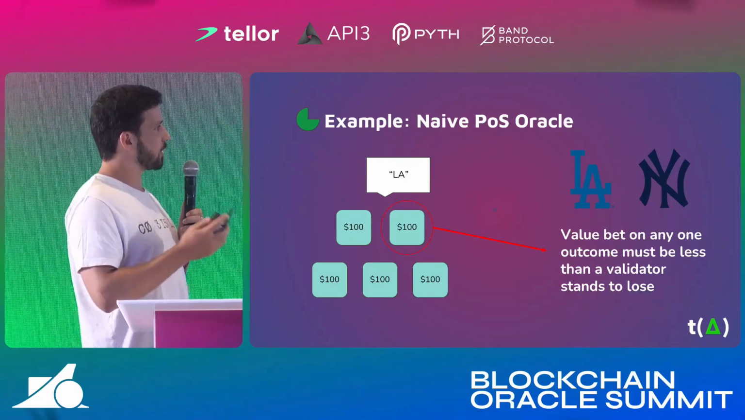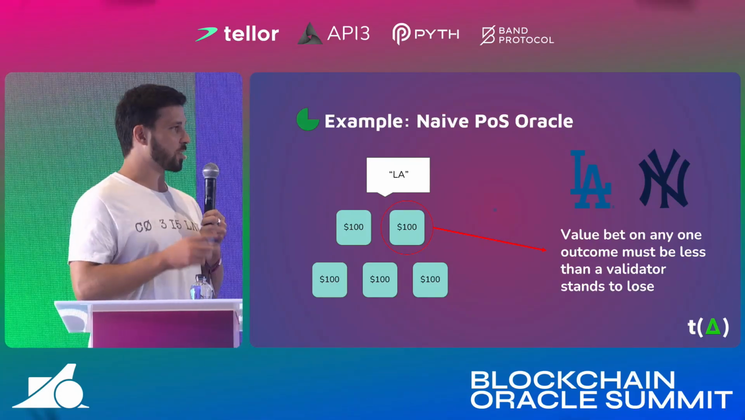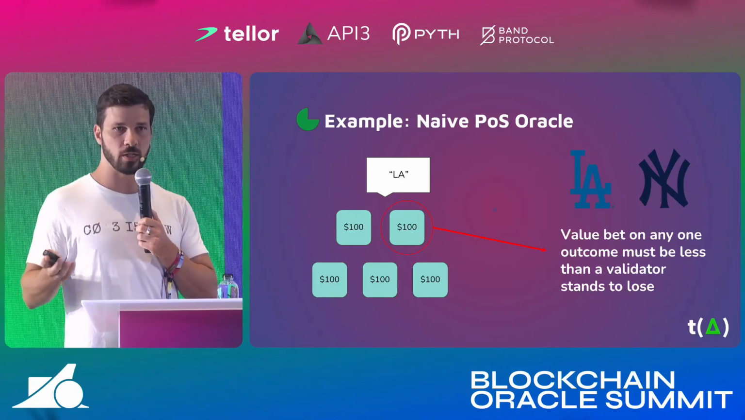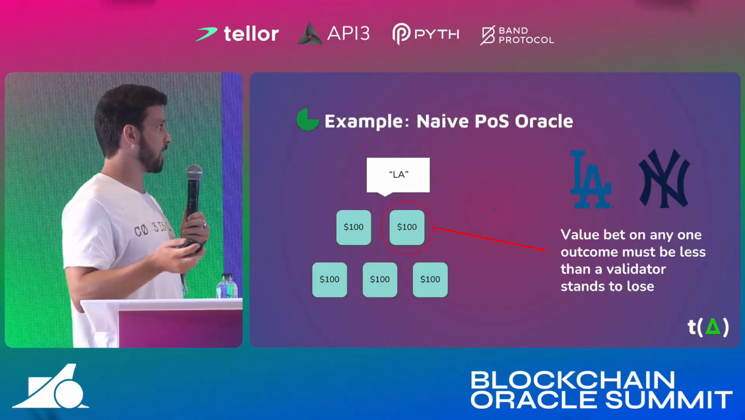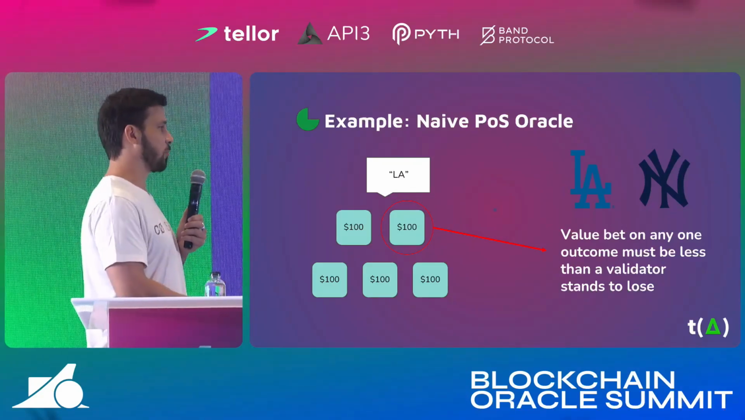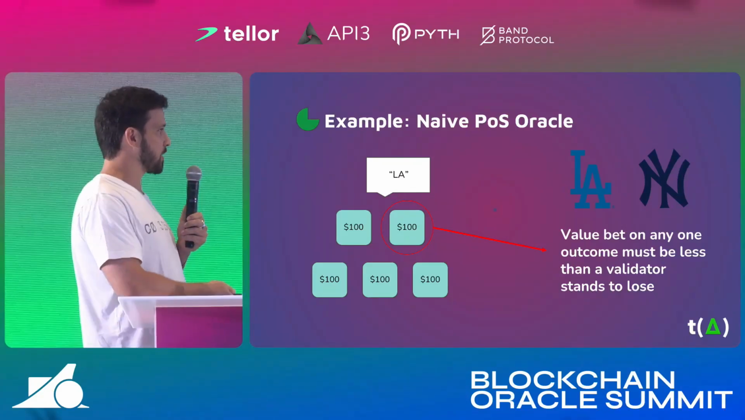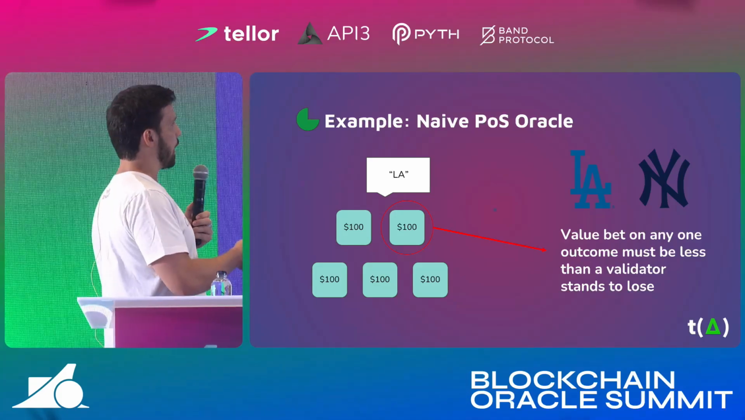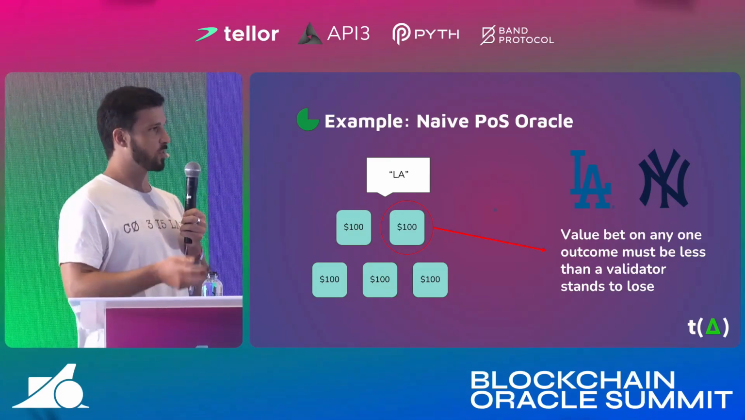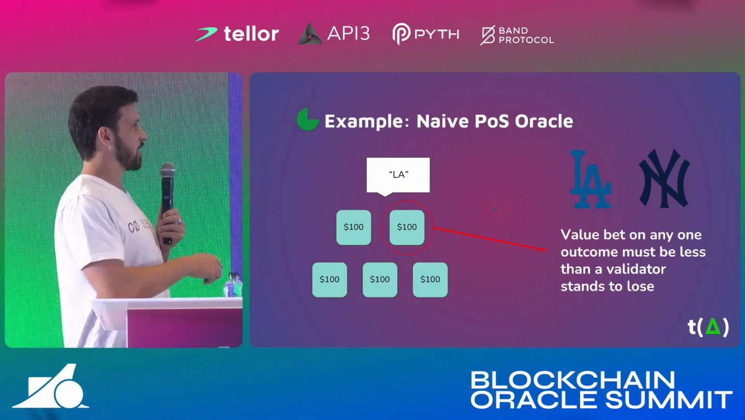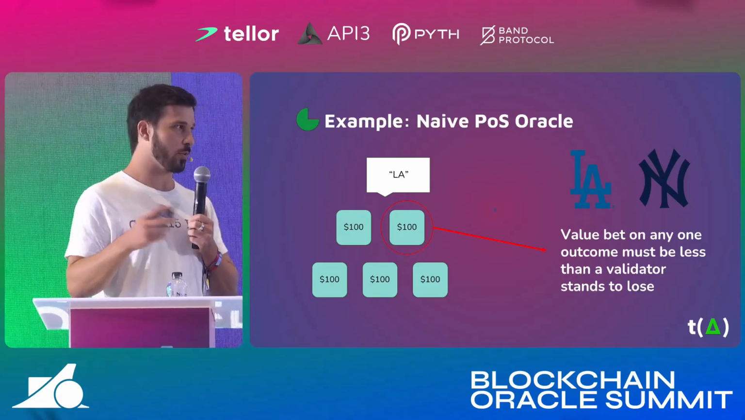And so the second example I want to go with here is just a basic implementation of an oracle, like a naive proof of stake system. So you can imagine a system where one oracle is randomly selected and they all stake about the same. This was for the World Series baseball, Los Angeles Dodgers versus New York Yankees earlier this year.